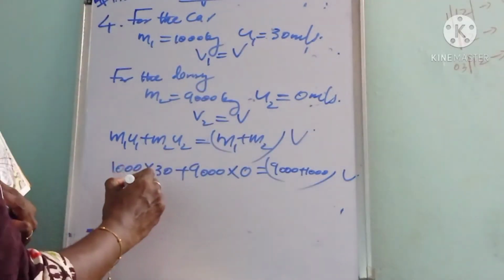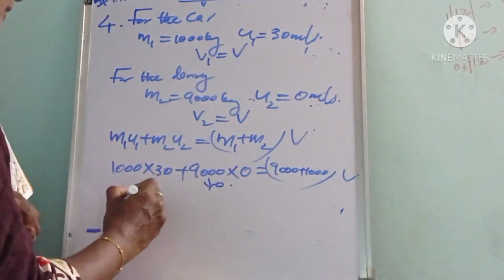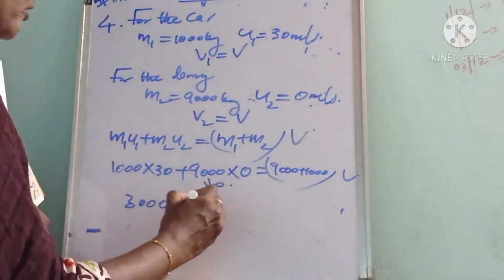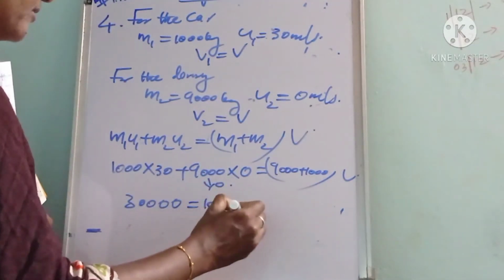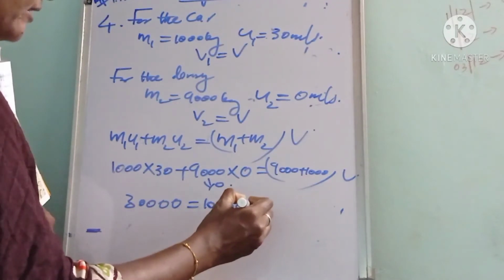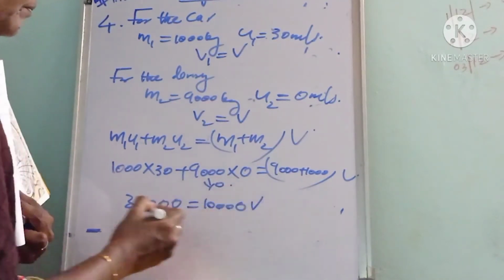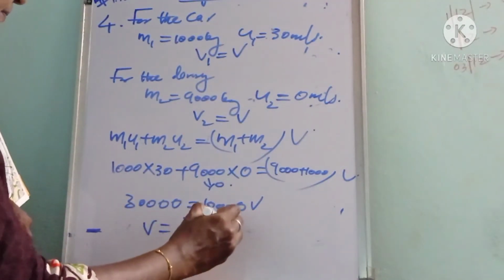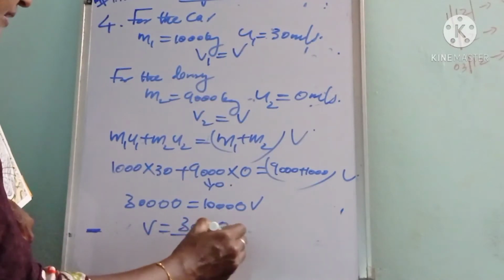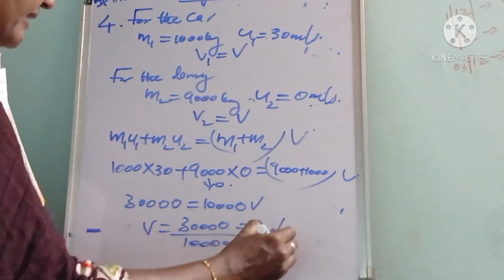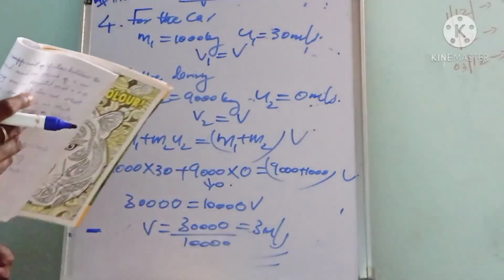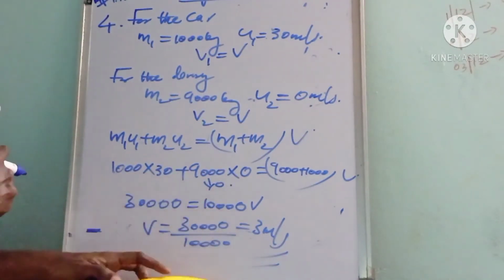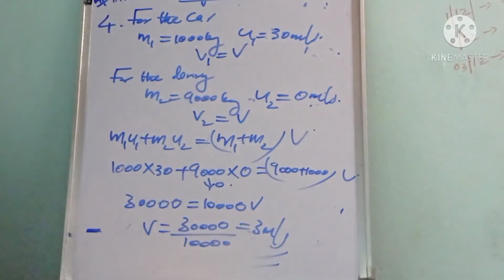Here this term is 0, so 30,000 is equal to 10,000 v. Then we have 30,000 divided by 10,000, which is 3 meter per second. So the joint velocity of the car and lorry is 3 meter per second.